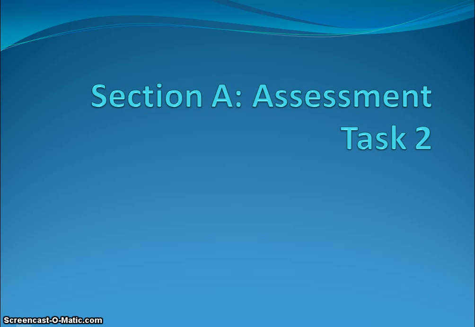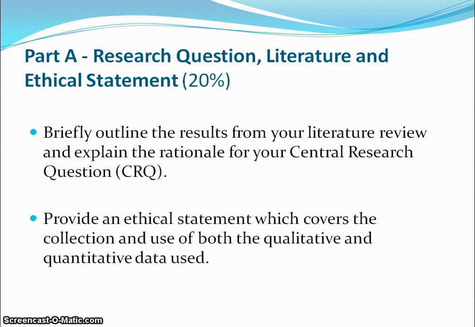This screencast looks at Section A of the Research in Criminology Assessment Task 2. This is the first section of an assessment which contains 4 sections in total, sections A, B, C and D. This is the wording as is stated in the assessment paper.